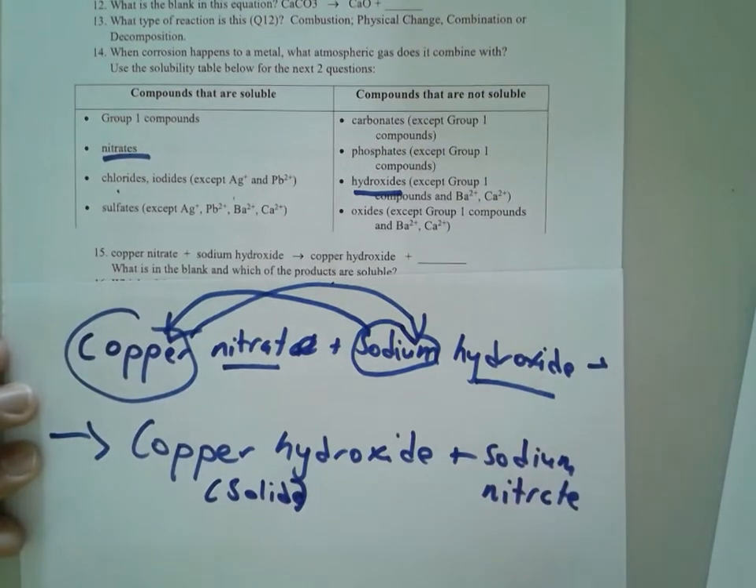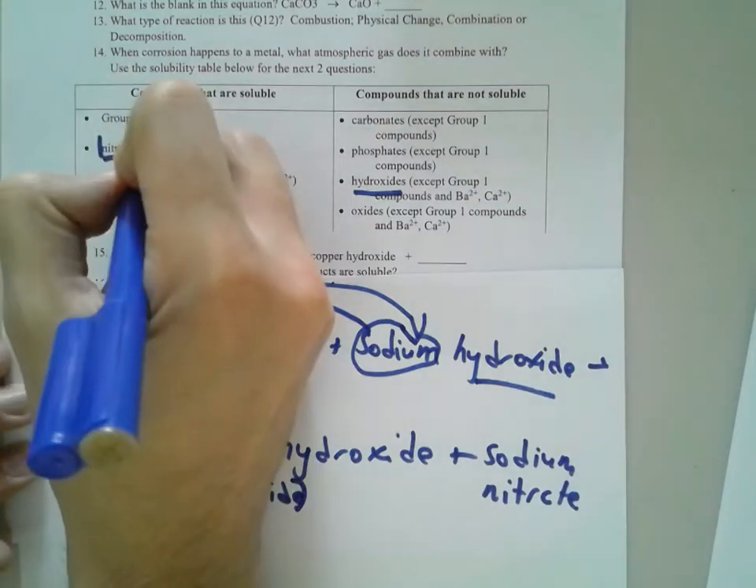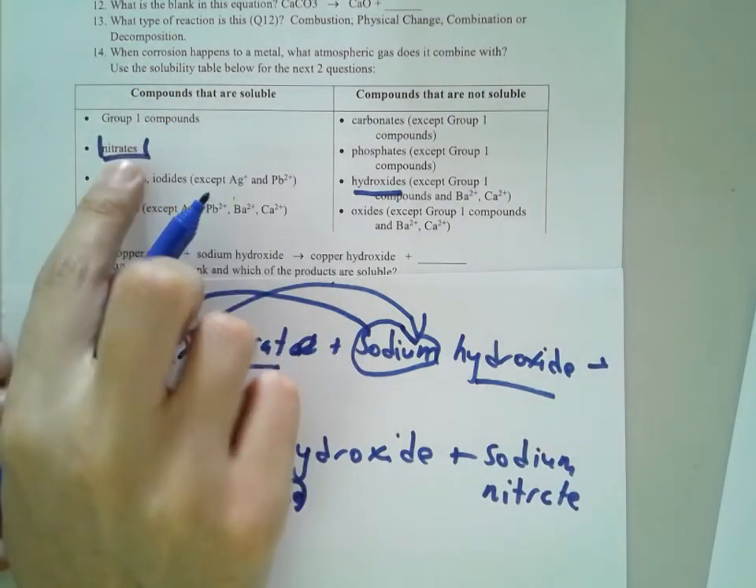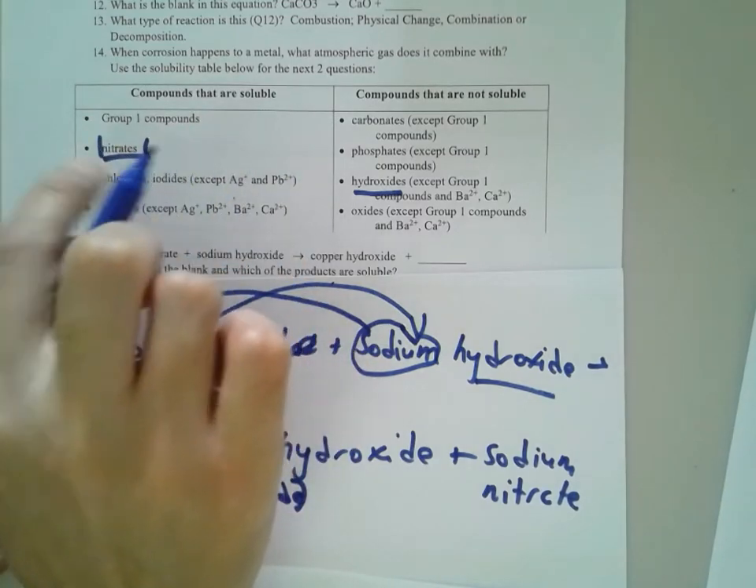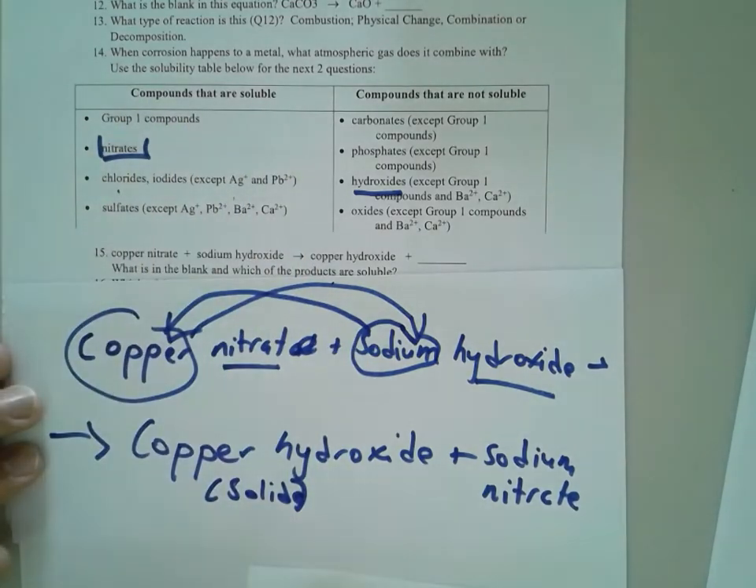The sodium nitrate. Now we have to assume that this is the precipitate. But how can we prove it? Let's go back to the solubility rules table. We have the nitrates right there. Compounds that are soluble. Every single nitrate, no matter what group it is, is going to be soluble. Meaning it's never ever going to form the precipitate. So this, therefore, is soluble.